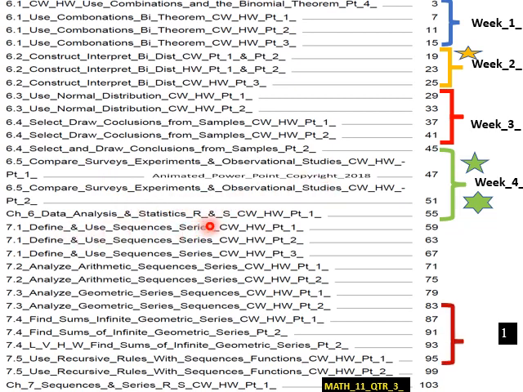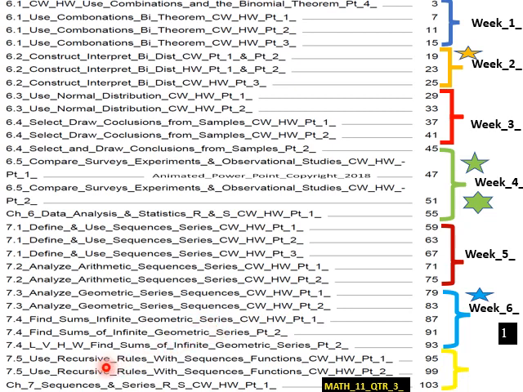And then week 5, we go into defining and using sequences and series for week 5, quarter 3. And then week 6, we go into analyzing geometric series and sequences. And there's a quiz on week 6.